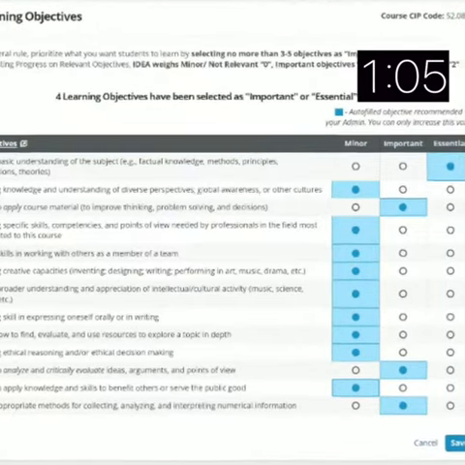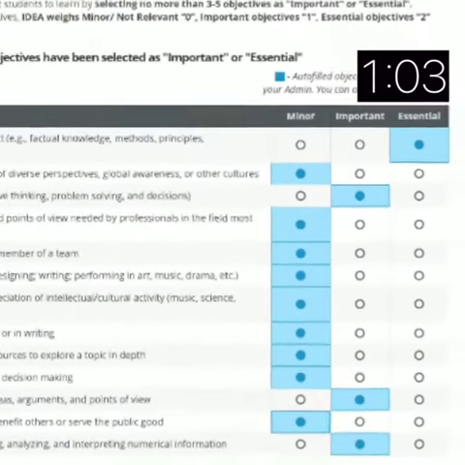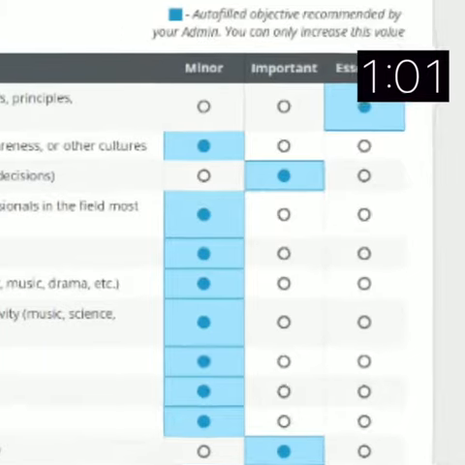But not every learning objective is or should be accomplished in a single classroom. For this reason, professors are asked to identify the 3 to 5 learning objectives that are most important for each class. But how do you know which objectives to select?